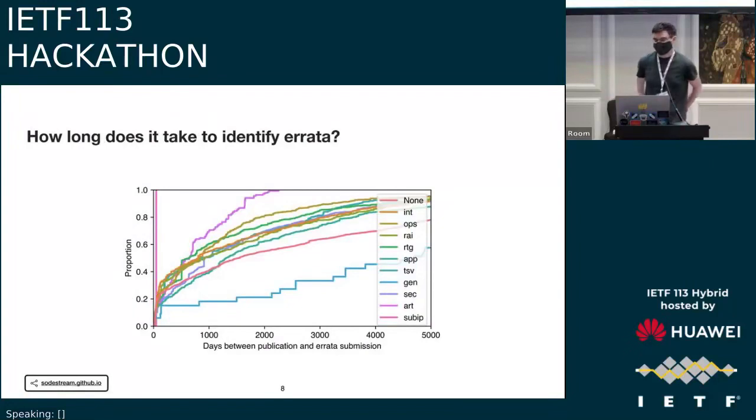Thinking about how long it takes to identify errata, this is a CDF of days between publication of the RFC and errata being filed against it. Around half of the errata are filed within 1,000 days after publication. Essentially, we think this is a proxy for the popularity of the RFC, how widely it's being read and how widely it's being deployed. But again, we do need to explore this further as well.